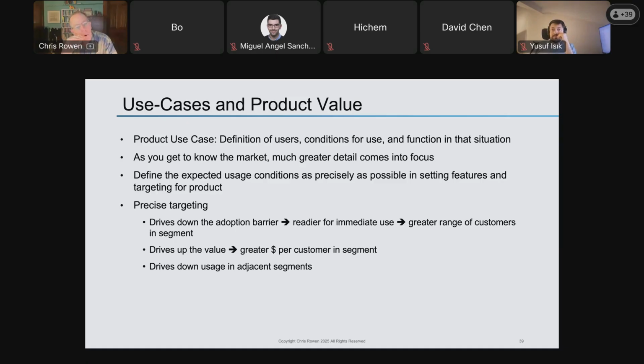And the more precise you're targeting, it drives down the adoption barrier because somebody looks at the label on it, figuratively or literally, and they see that the problem they have is listed on the data sheet, the website, the product packaging. That makes it readier for immediate use, and you can identify the customers in the segment more readily. It also drives up the value.